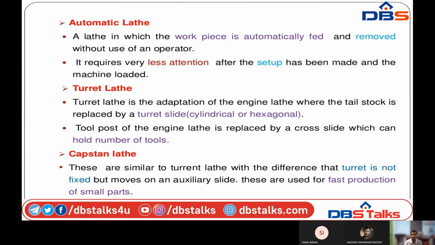Next, turret lathe. Turret lathe is similar to the engine lathe, but here I am changing the tailstock position. Instead of the tailstock, I am replacing it with a turret slide. The turret slide is cylindrical or hexagonal type. Next, capstan lathe. Capstan is similar to turret lathe, but in this the turret is not fixed. The turret also moves in an auxiliary position, and it is used for fast production of small parts.